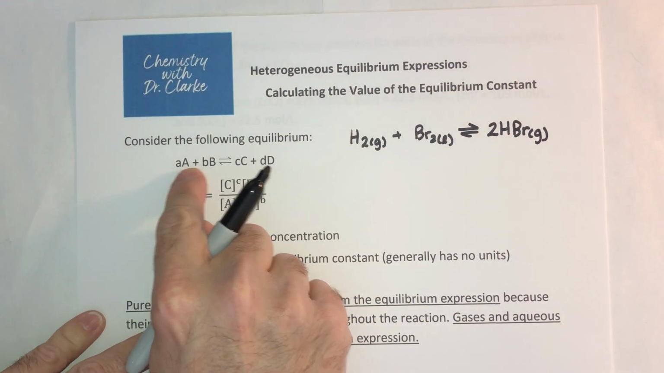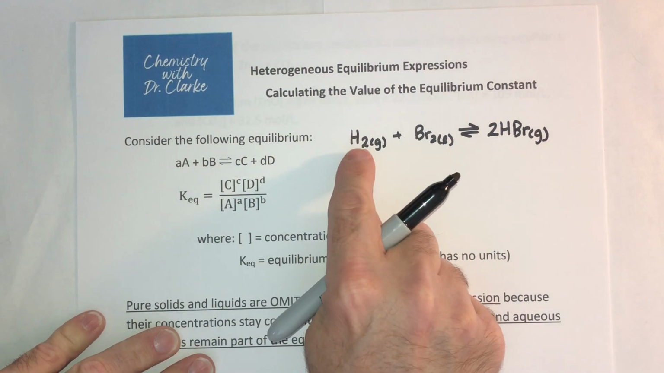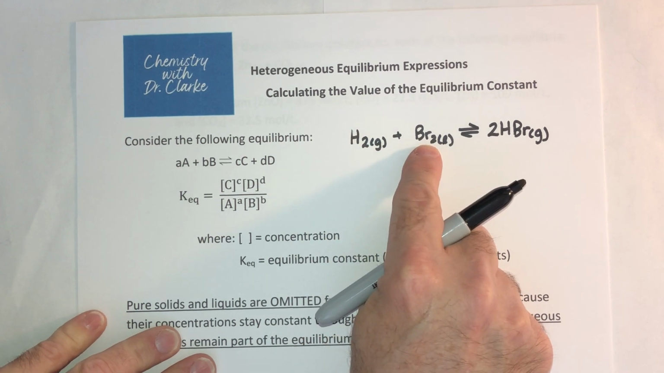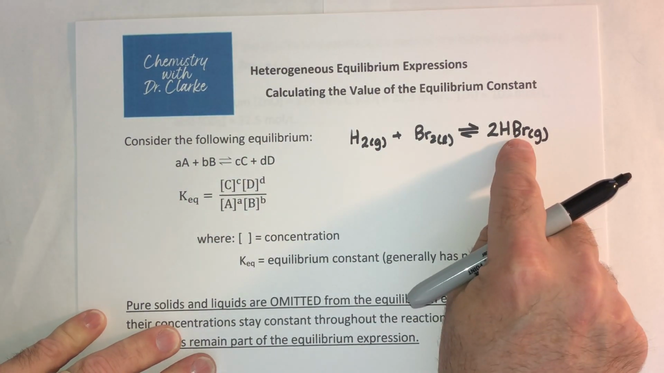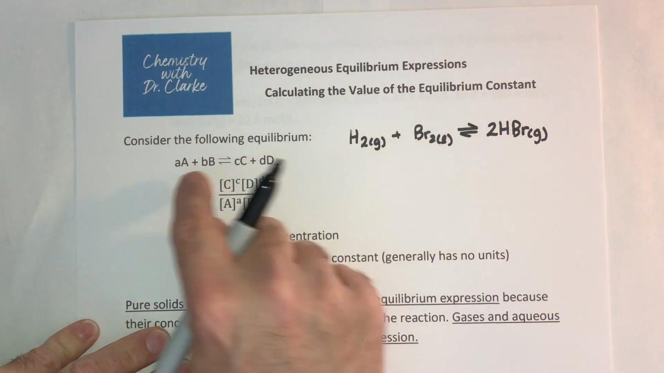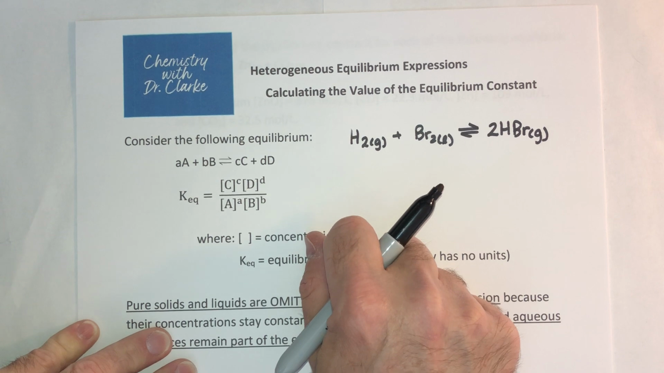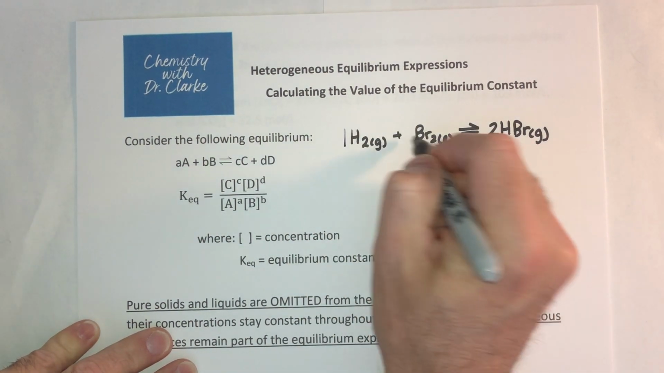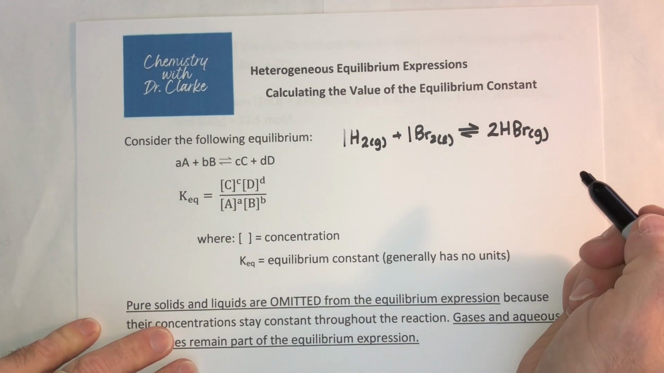Okay, so the reactants, capital A and capital B, would be the H2 and the Br2. Instead of having two products, I only have one. So the capital C would be like my HBr. And the lowercase letters would represent the numbers used to balance it. So it'd be like a 1 and a 1 and a 2.